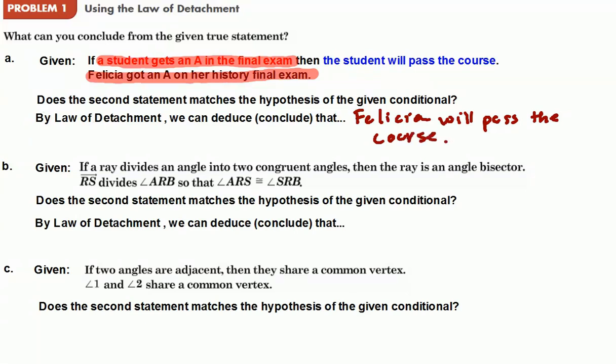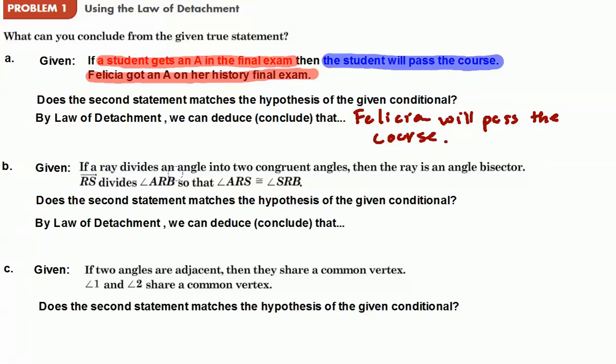Okay, that is because of the law of detachment. What we're saying is that once these two are the same, both the second statement and the hypothesis, therefore we can connect that statement, which is Felicia, that she will pass the course. Let's look at the second one on B.